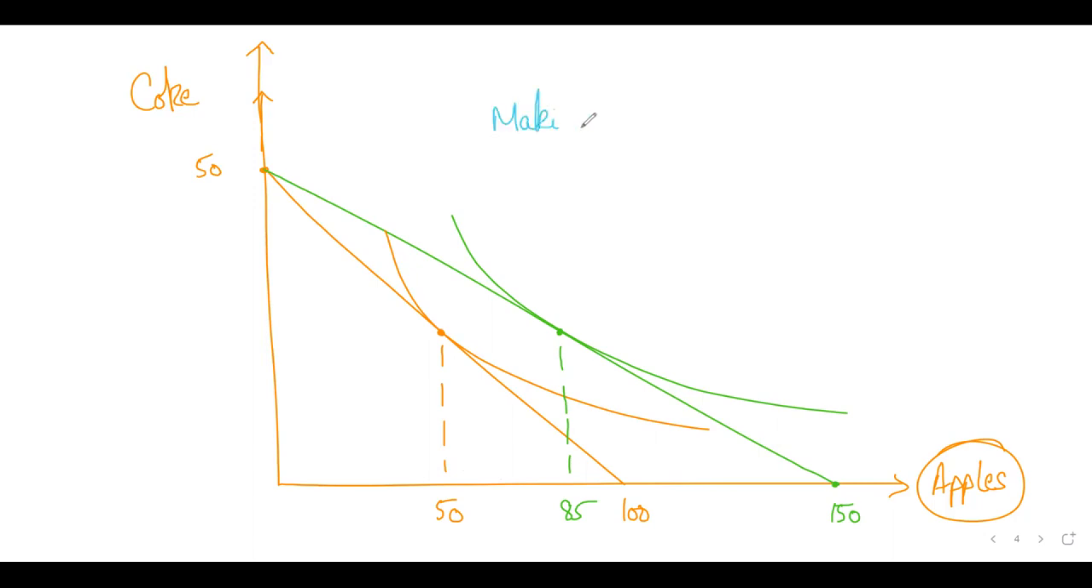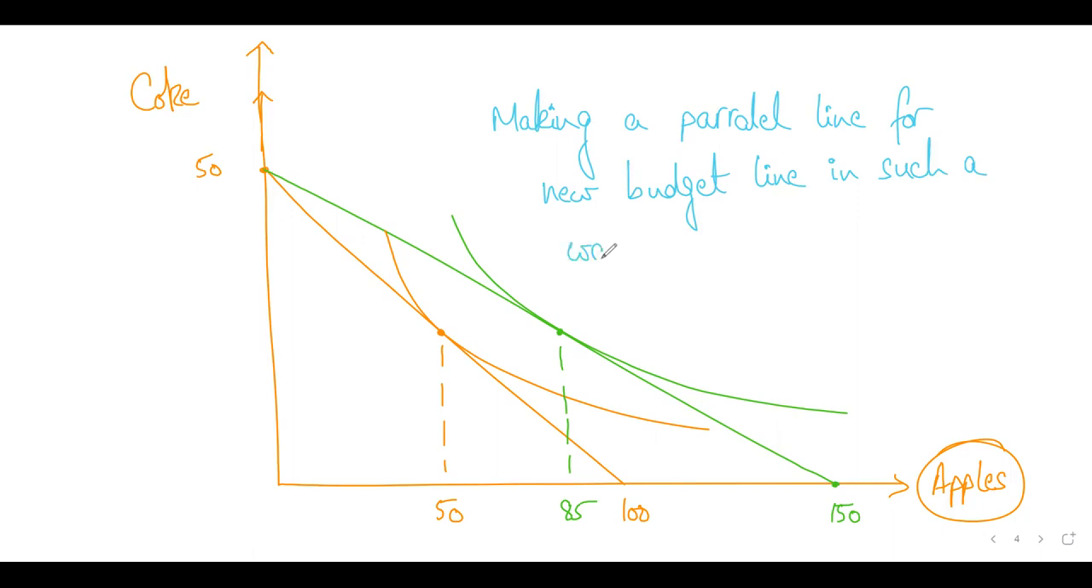So this is a step that you can even write in your answer: making a parallel line for the new budget line in such a way that it is tangent to your original indifference curve, right? I will not write the full form, indifference curve.